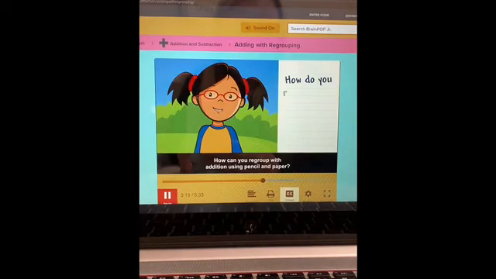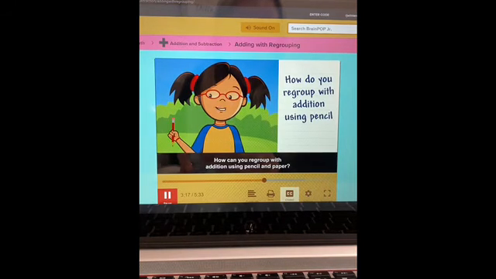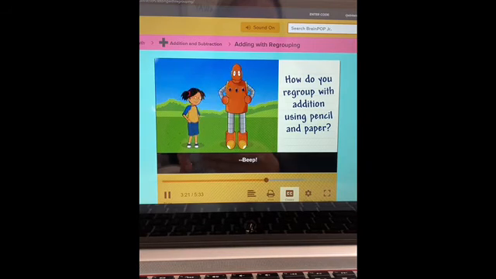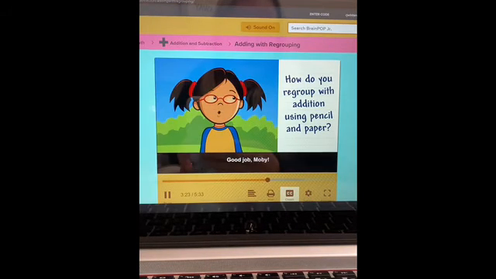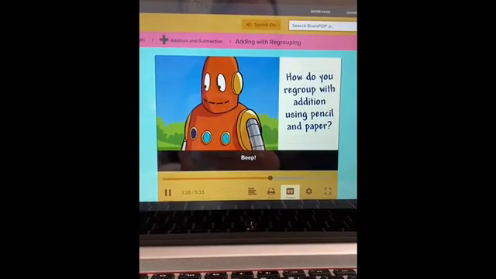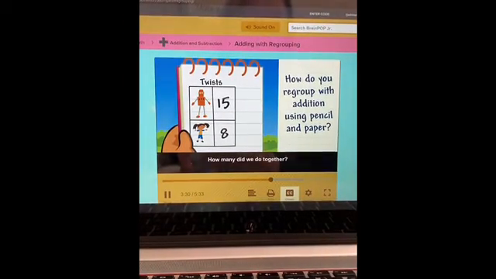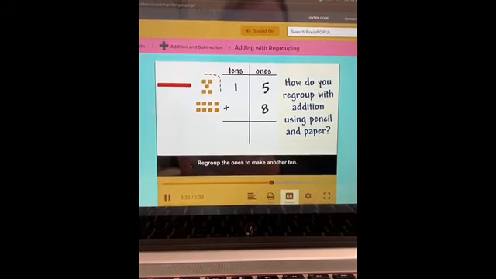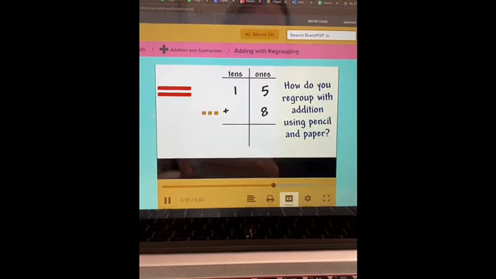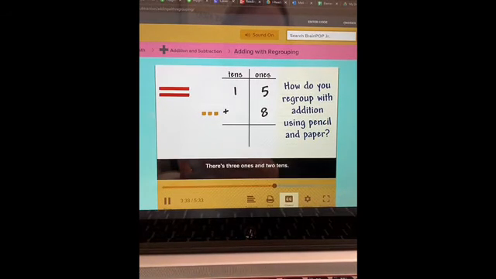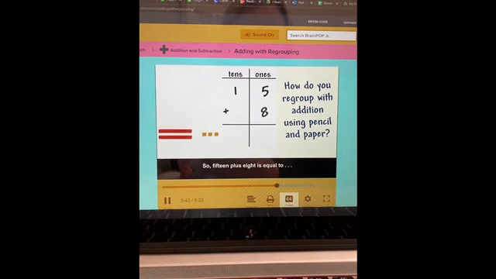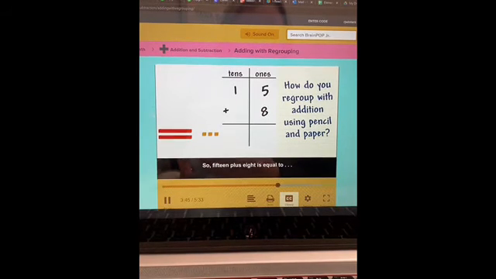How can you regroup with addition using pencil and paper? Good job, Moby. How many twists did you do? How many did we do together? Regroup the ones to make another 10. There's 3 ones and 2 tens. So 15 plus 8 is equal to 23.